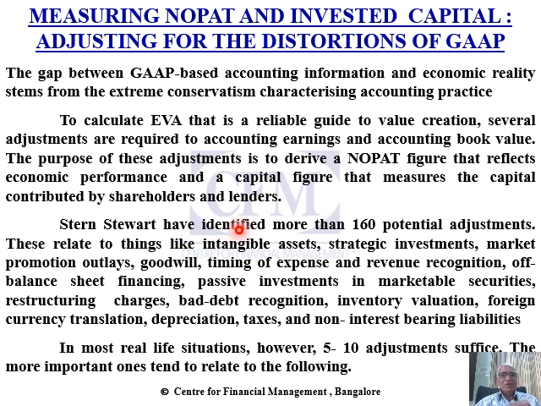Stern Stewart have identified more than 160 potential adjustments. These relate to things like intangible assets, strategic investments, market promotion outlays, goodwill, timing of expense and revenue recognition, off-balance sheet financing, passive investments in marketable securities, restructuring charges, bad debt recognition, inventory valuation, foreign currency translation, depreciation, taxes, and non-interest bearing liabilities. In most real life situations, however, 5 to 10 adjustments suffice. The more important ones tend to relate to the following.